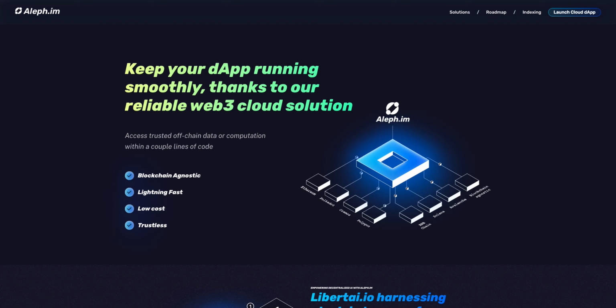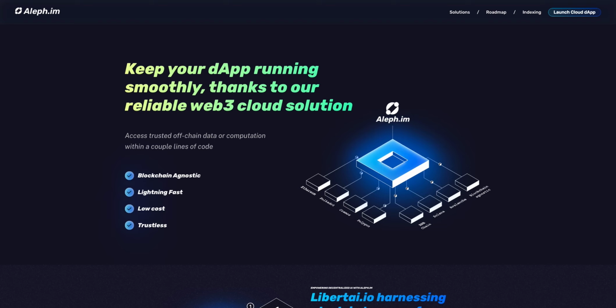All right. So about Aleph.im, what is it? It's a decentralized network that is designed to provide secure cloud services, including computing, file storage and hosting directly on top of blockchains that support smart contracts. The platform is trying to extend the capabilities of decentralized applications by providing them with the necessary infrastructure to operate efficiently and at scale.